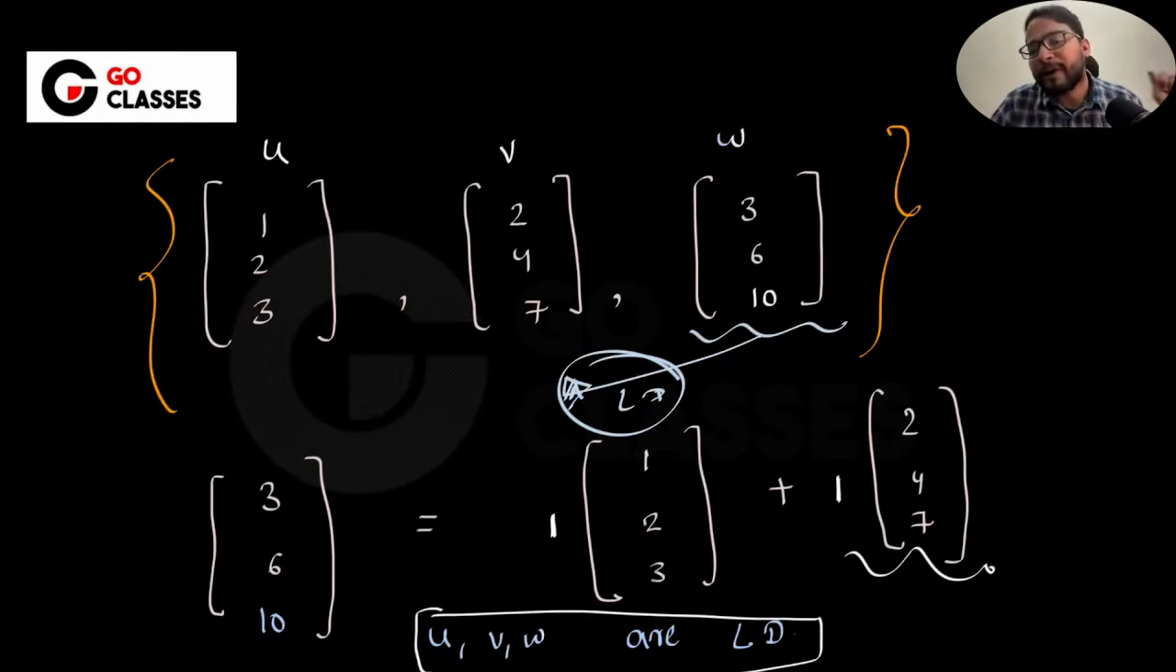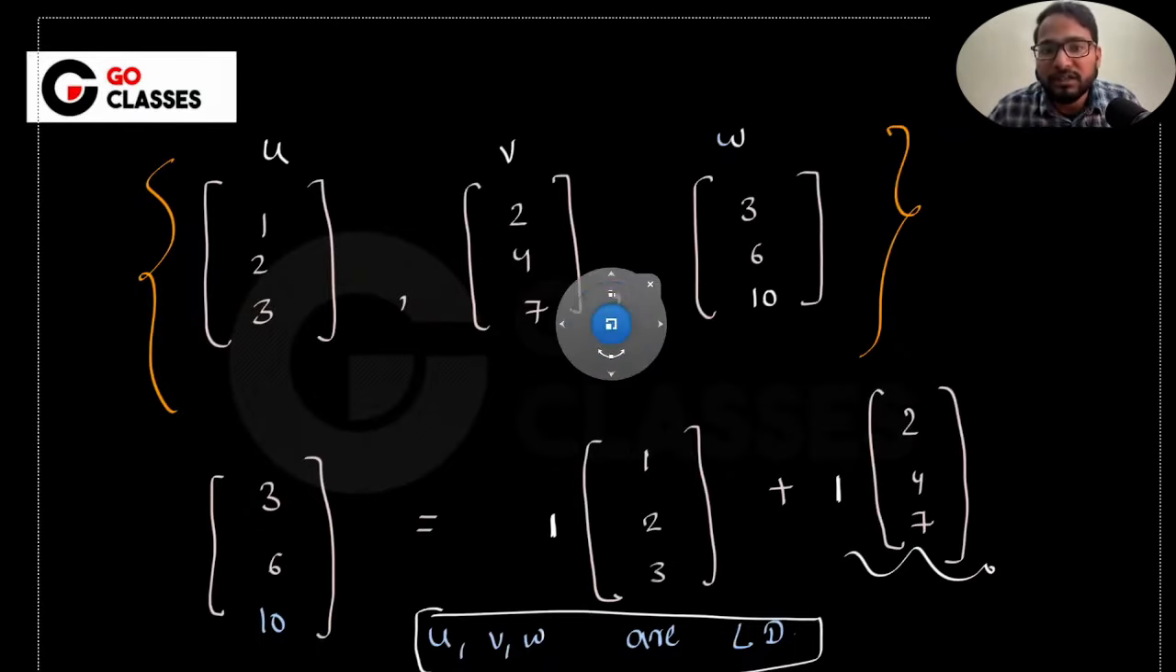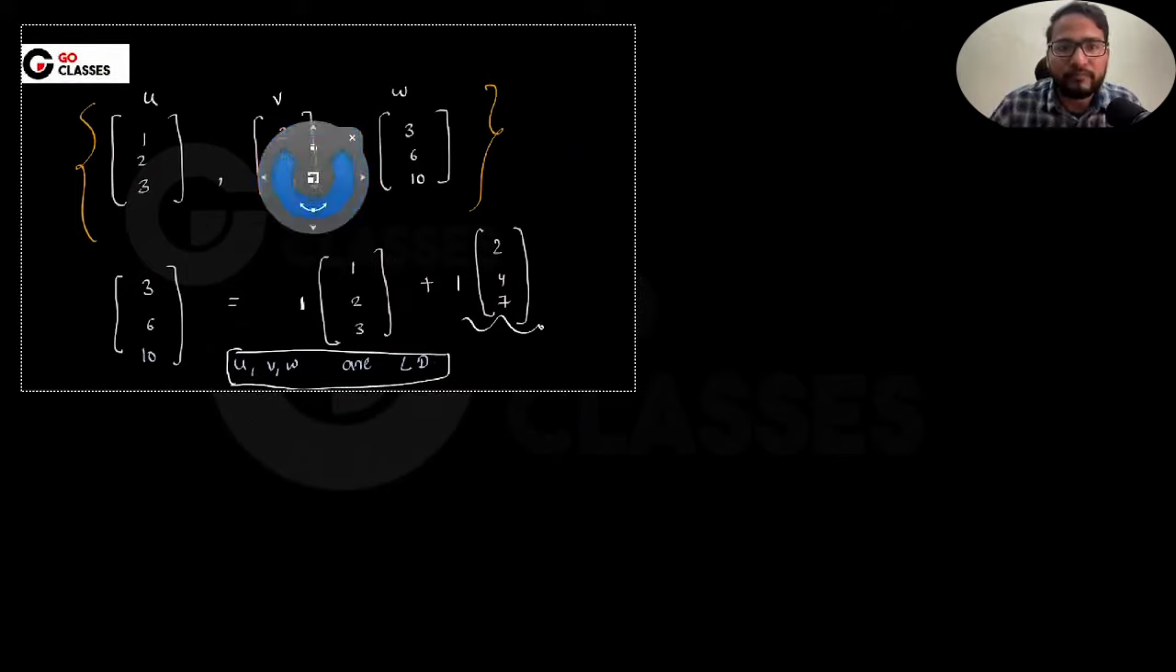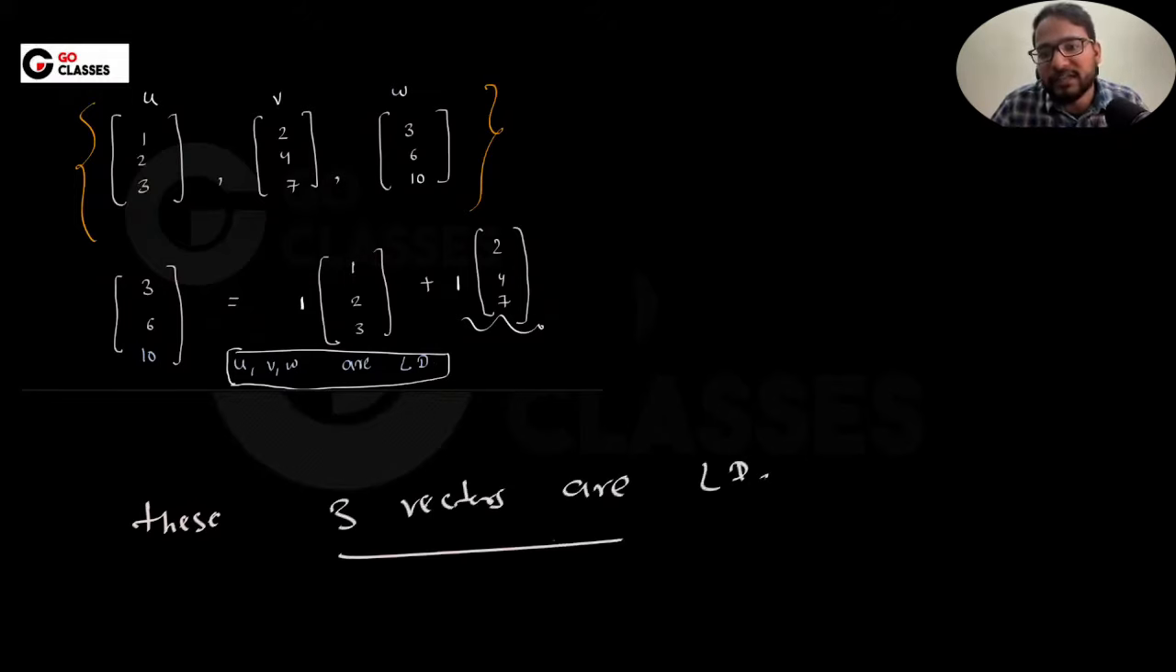Answer is no. For a particular vector, we do not define these terms. I will say this set is a linearly dependent set of vectors. Why? Till now I have not told you the method, but I just checked that this vector is a linear combination of these two vectors. That's why these three vectors are linearly dependent. I will say not just one vector or two vectors, but this set of three vectors is linearly dependent. Let me know if that is clear to everyone.